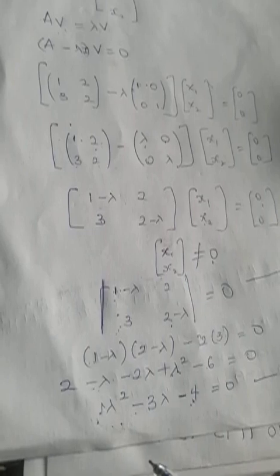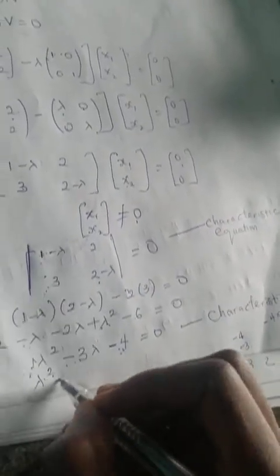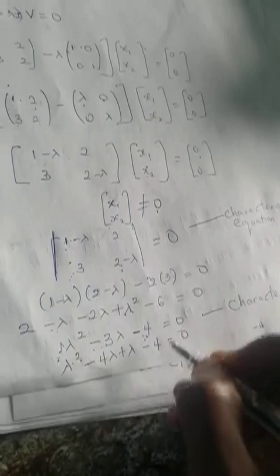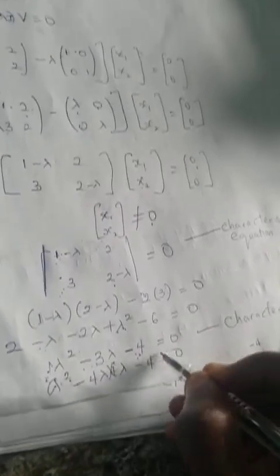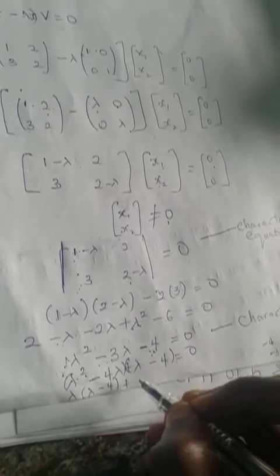Minus 4 and positive 1, because minus 4 times 1 will give us minus 4, and you are finding the sum that will give you minus 3. Minus 4 plus 1 is minus 3. Minus 4 times plus 1 is minus 4. So you have lambda square minus 4 lambda plus lambda minus 4 equals 0. Then you group and factorize. So if you group here, you have lambda minus 4 plus 1 lambda minus 4 equals 0.